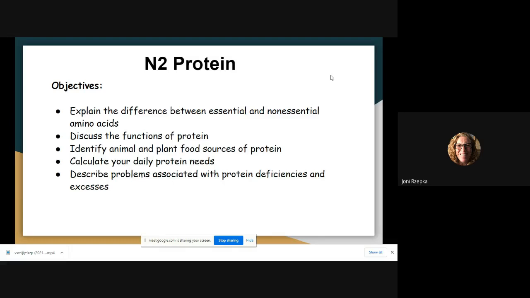Okay, so our objectives, or the I can statements, for this unit are that you can explain the difference between an essential and a non-essential amino acid. You can discuss the functions of protein in the body, identify animal and plant food sources of protein. You can calculate your daily protein needs, and you can describe problems associated with protein deficiencies and excesses. So that's kind of where we're going in this unit.